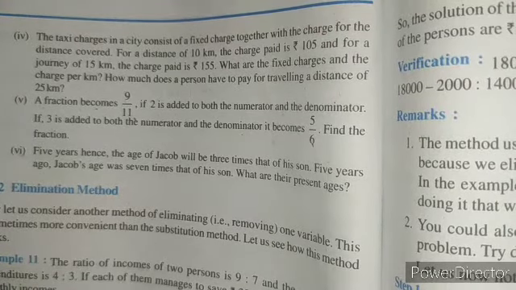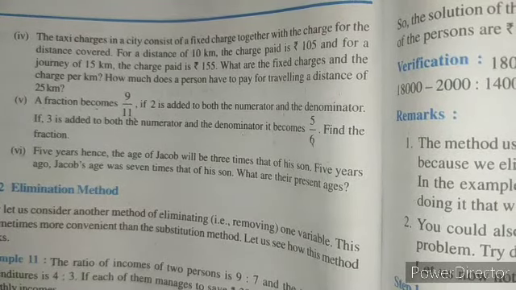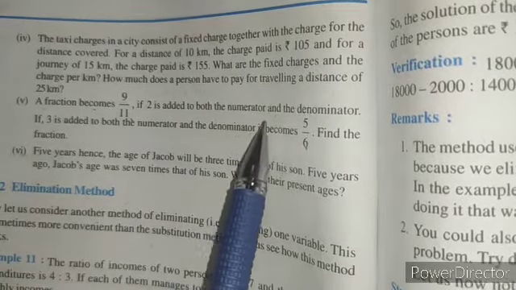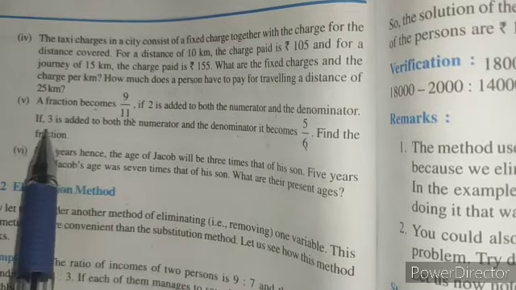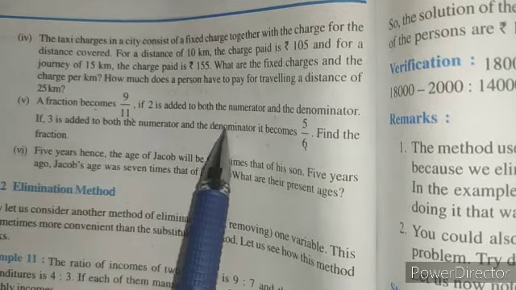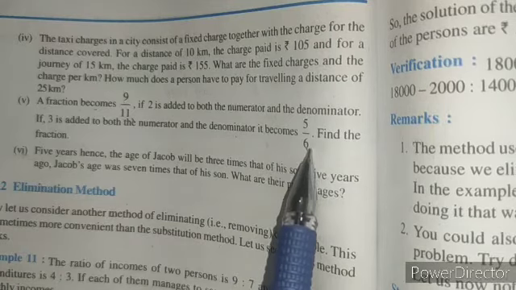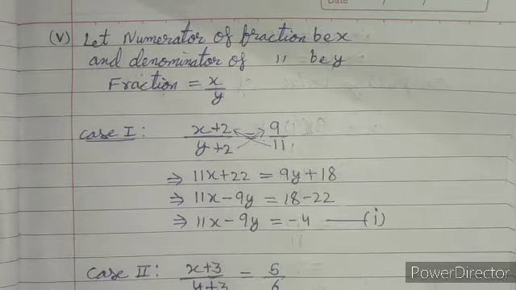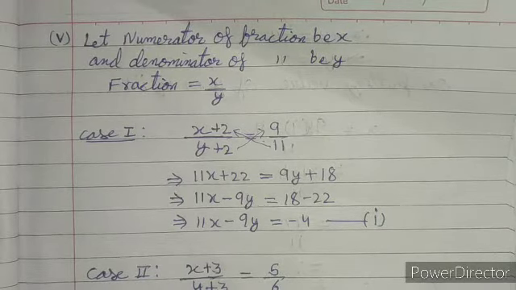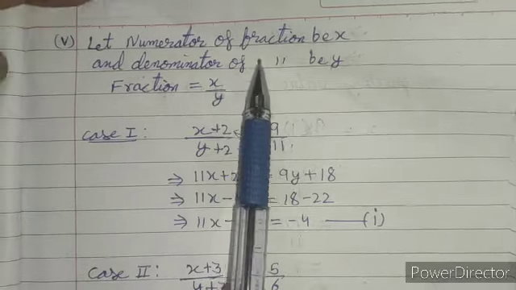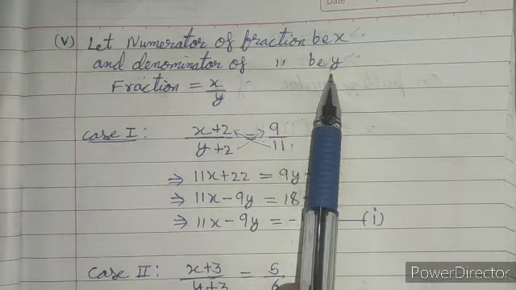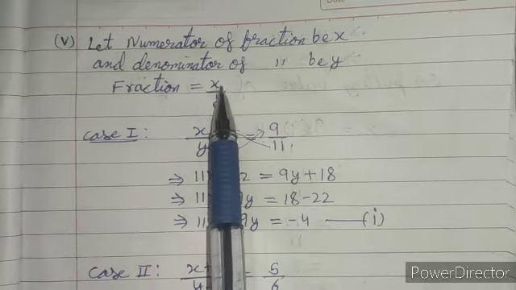Fifth part of question number 3: a fraction becomes 9 upon 11 if 2 is added to both numerator and denominator. If 3 is added to both numerator and denominator, it becomes 5 upon 6. Find the fraction. Now as the fraction has two parts, numerator and denominator, we will take the numerator as x and the denominator of the fraction as y. Then the fraction will be x upon y.